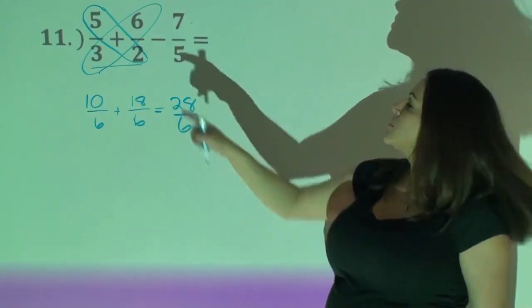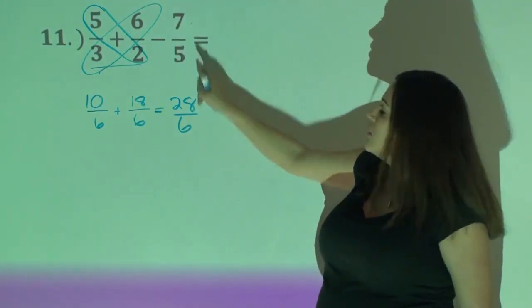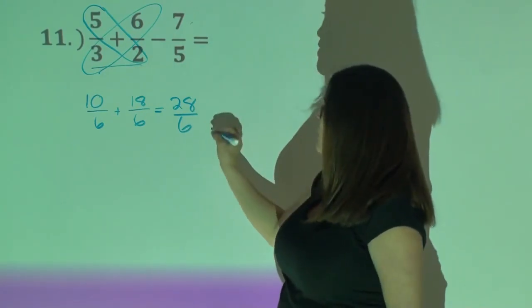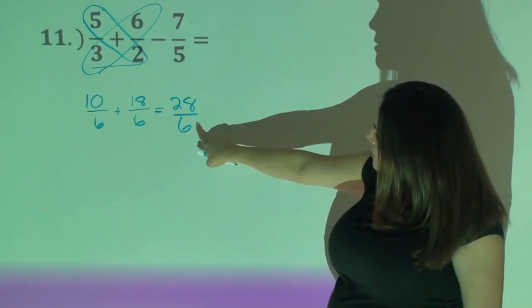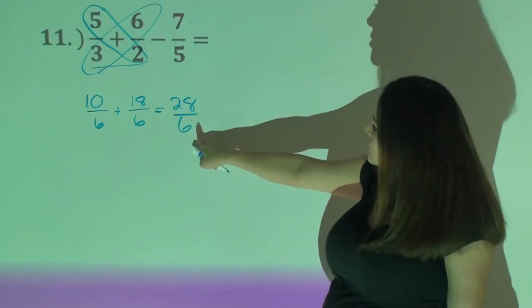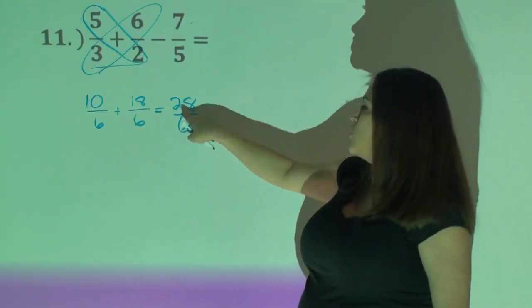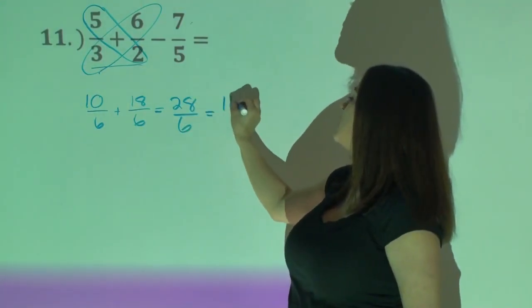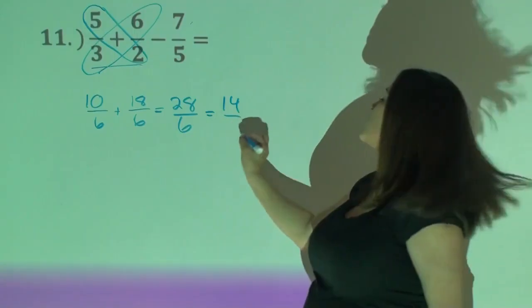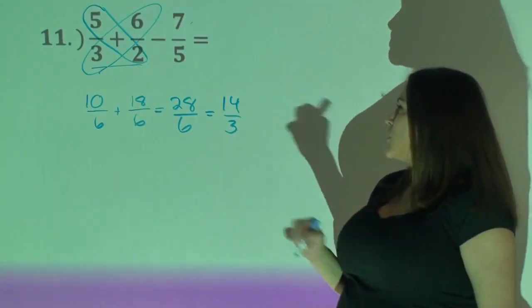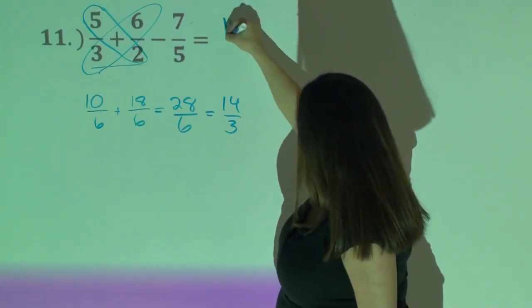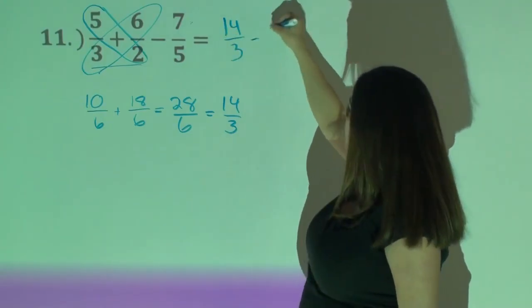And before we subtract this 7/5 here, let's go ahead and reduce this so it's a little bit easier to see what we have. So we can actually take 2. That's the largest number that will go into both of these. 2 goes into 28 14 times, and it goes into 6 3 times. So what we have now is 14/3 minus 7 over 5.